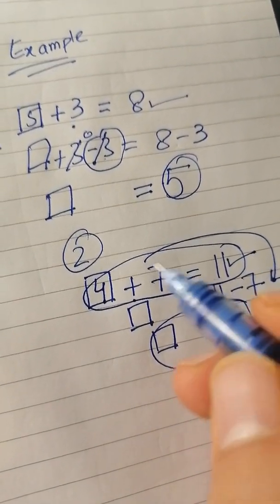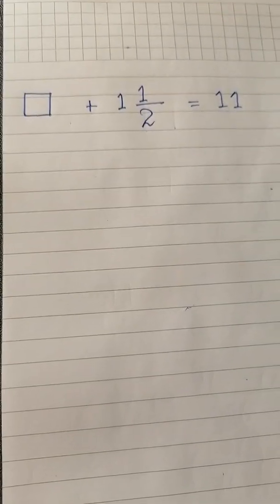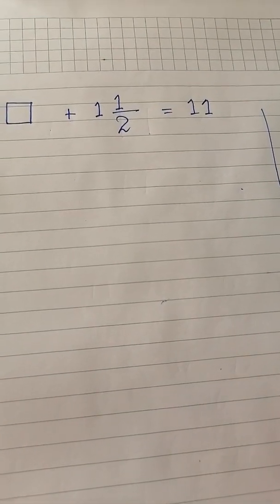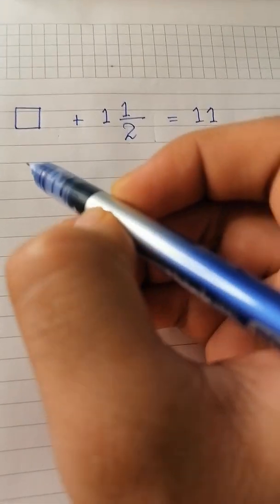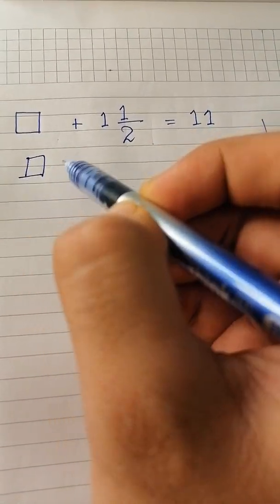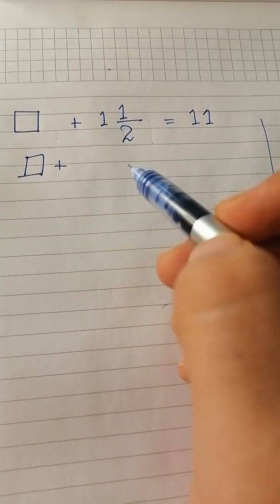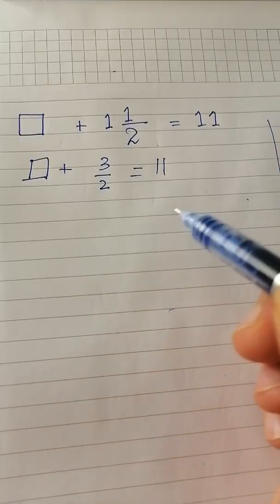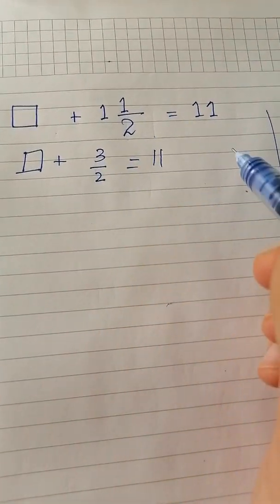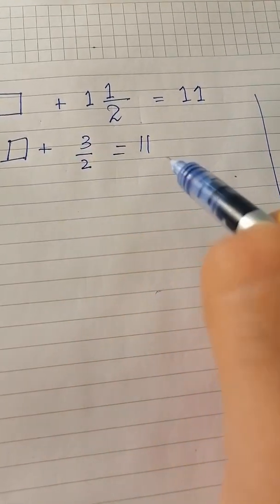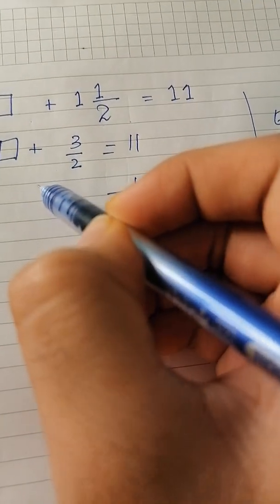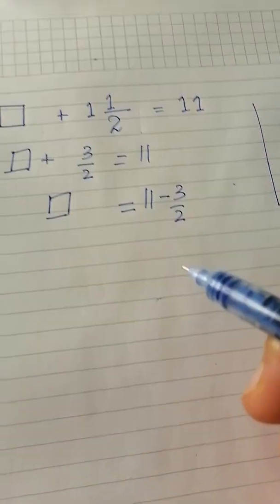So let's follow the same method with this fraction. Now we have square plus 1 and a half, which is equal to 11. And we don't know what we should put in this square. So let's follow the method. First change it to improper. 2 multiply 1 is 2 and 2 plus 1 is 3. So 3 divided by 2 equals 11. Now I told you just push it to the right side. Here it is plus. On the right side it will become negative. So 11 minus 3 divided by 2. And here what we have now? Nothing. Just this square.